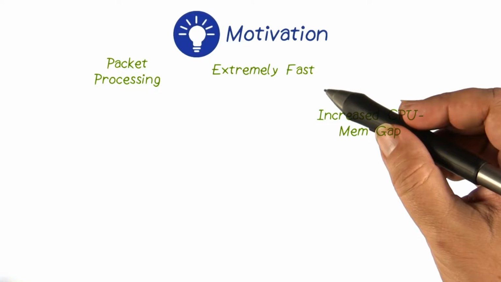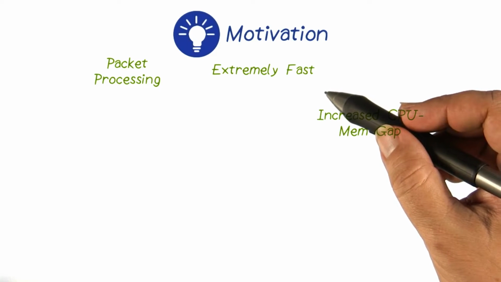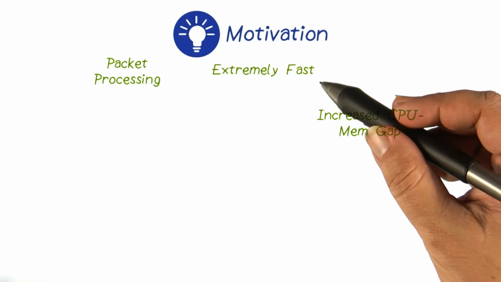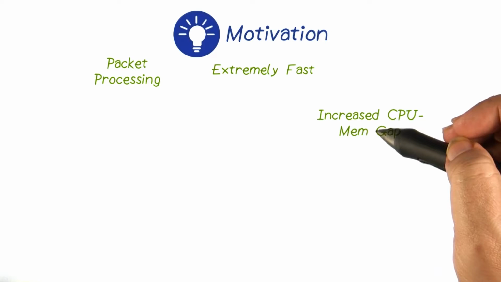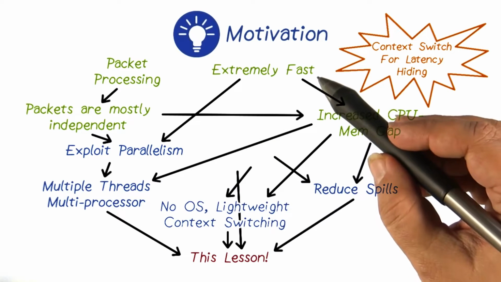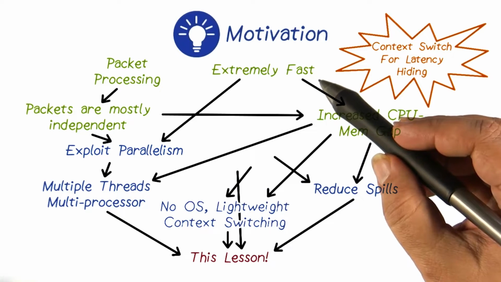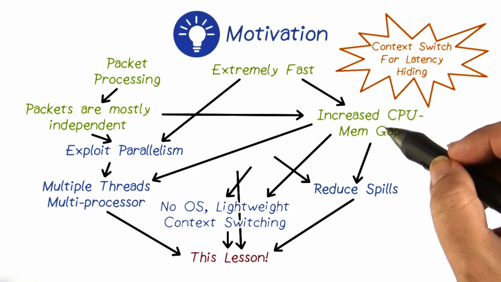As you know, the packet processing happens to take a lot of cycles and must be really fast to keep up with the line speeds. On the other hand, we have the increased CPU and memory gap, and the way the network processors have approached this problem of very fast packet processing at line speeds and tackling the CPU memory gap is as follows.